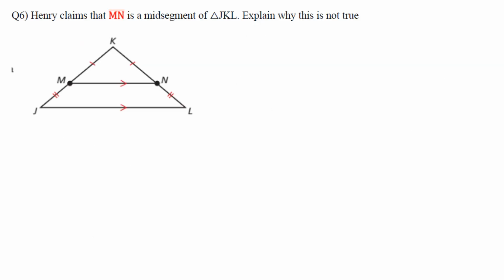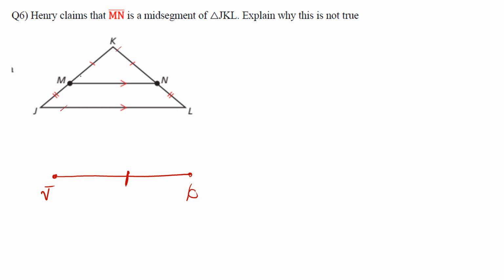Next question. Henry claims that MN, this one, is the mid segment of triangle JKL. JKL is the biggest triangle. Explain why this is not true. Okay, so look at this. Now have a look at the figure and try to understand with the figure what they are trying to tell us. Now let's suppose this is line JK. I'm just trying to show you this line JK, I put it like that.